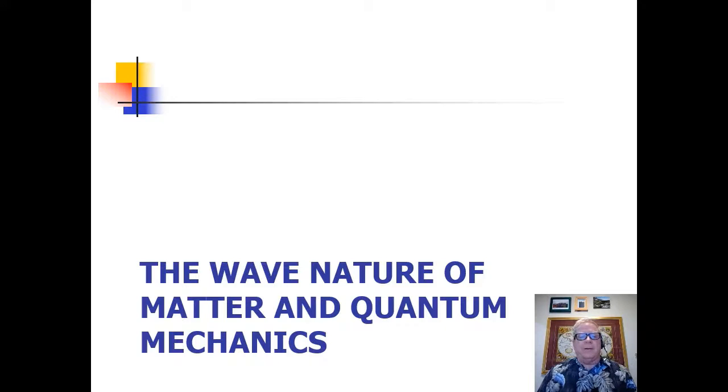So in our previous videos, we have seen how light, which for many years was thought of as strictly a wave phenomenon, actually can exhibit particle behavior. We're going to see if the same thing is true of matter. That is, will particles, like electrons, exhibit wave behavior?